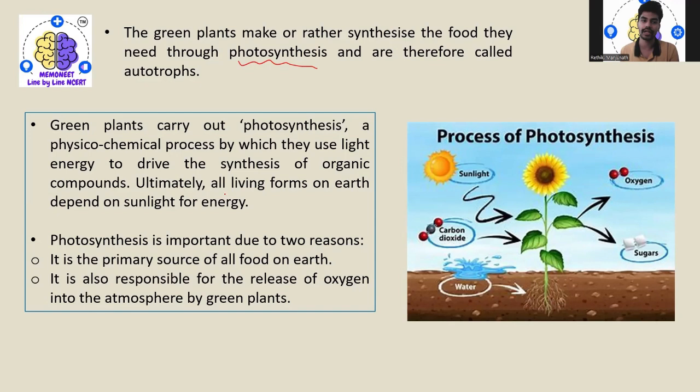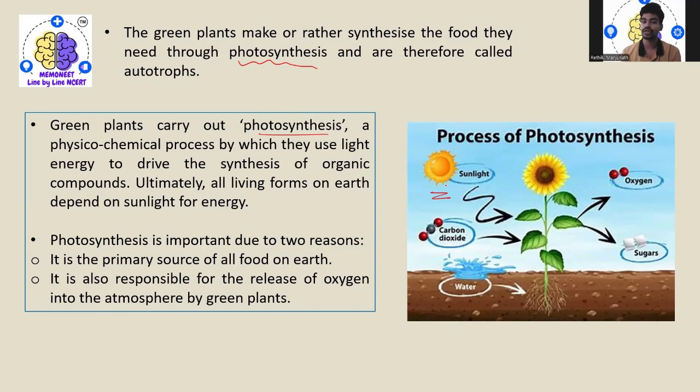So these green plants carry out photosynthesis, a physiochemical process by which they use light energy to drive the synthesis of organic compounds. Ultimately, all the living forms on Earth actually depend on what? Sunlight as a source of energy.